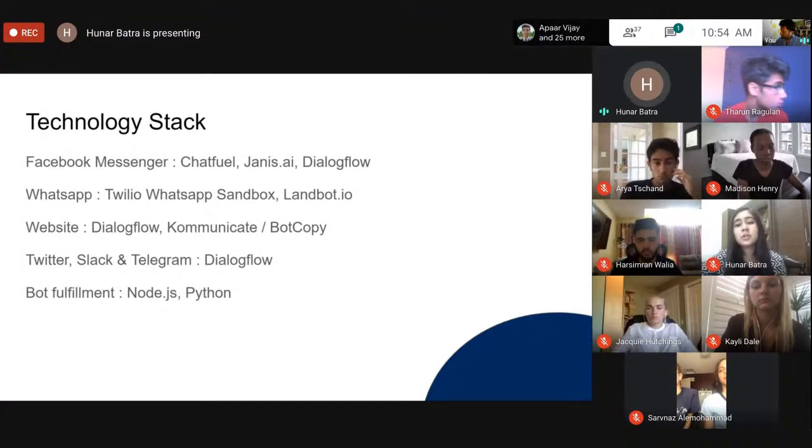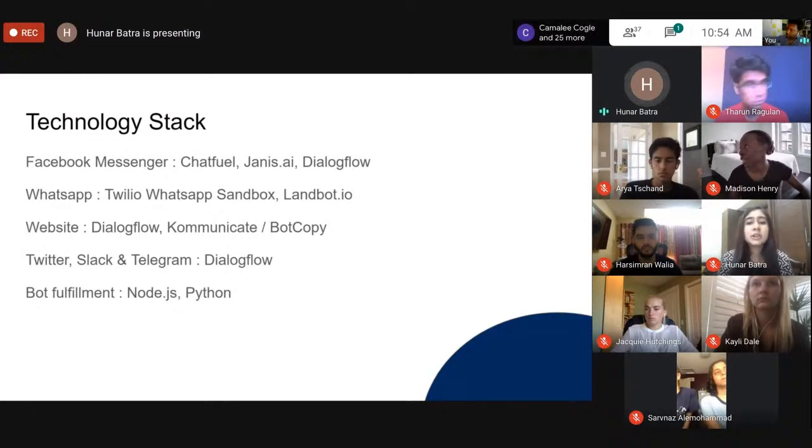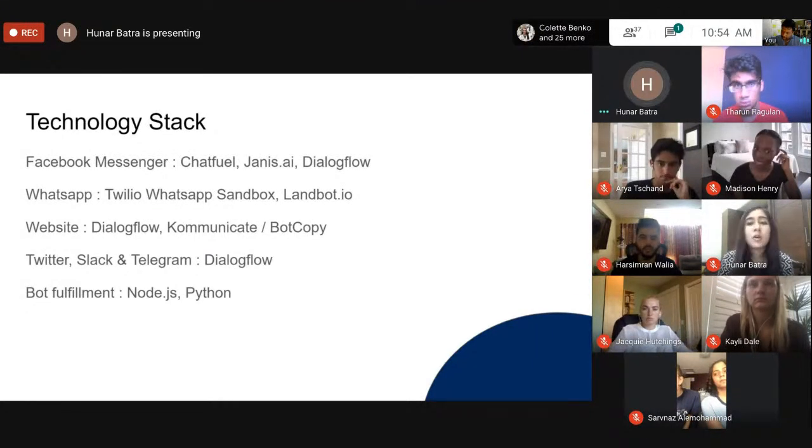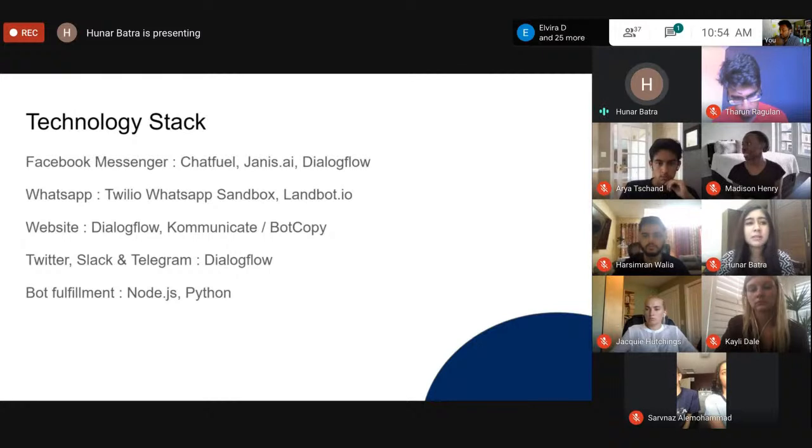But if you want to do some extra stuff, for example connecting with any third party APIs, or maybe connecting with the database, for that you need to add a fulfillment framework to your bot, and you can easily do that as well on Dialogflow. They do have a fulfillment section where you can easily deploy your code, which gets deployed on the Google Cloud Functions for Firebase. So that makes it easy again.